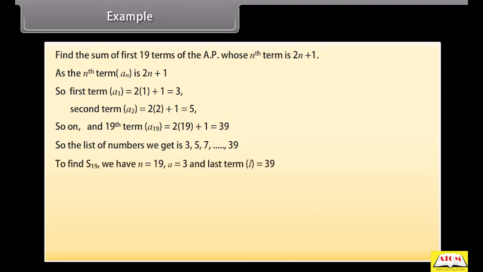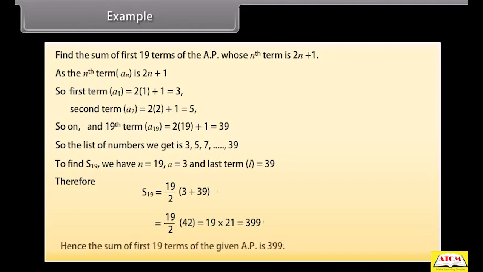Now to find S19, we have n as 19, a as 3, and L as 39. Therefore, S19 is equal to 19 upon 2 into 3 plus 39. This is equal to 19 upon 2 into 42, which equals 19 into 21, which is equal to 399. Hence, the sum of the first 19 terms of the given AP is 399.